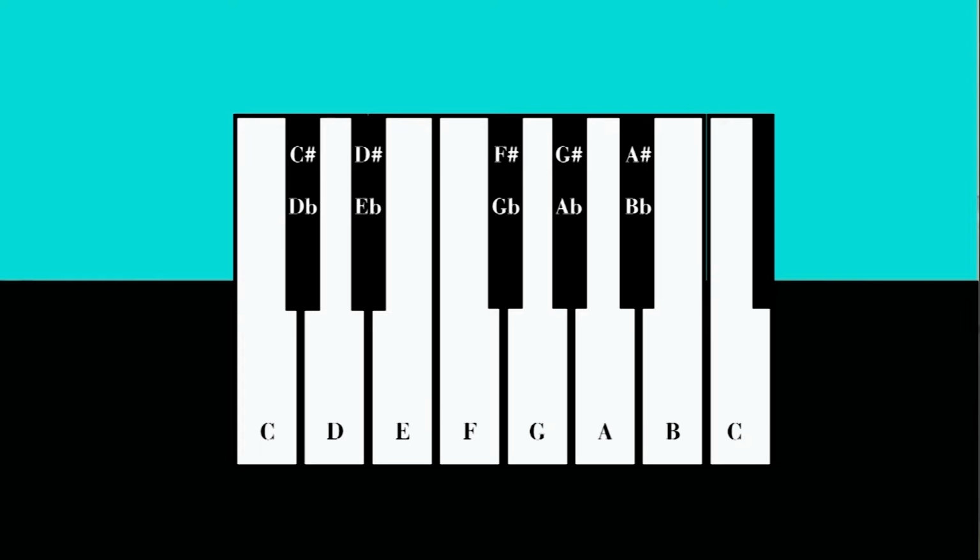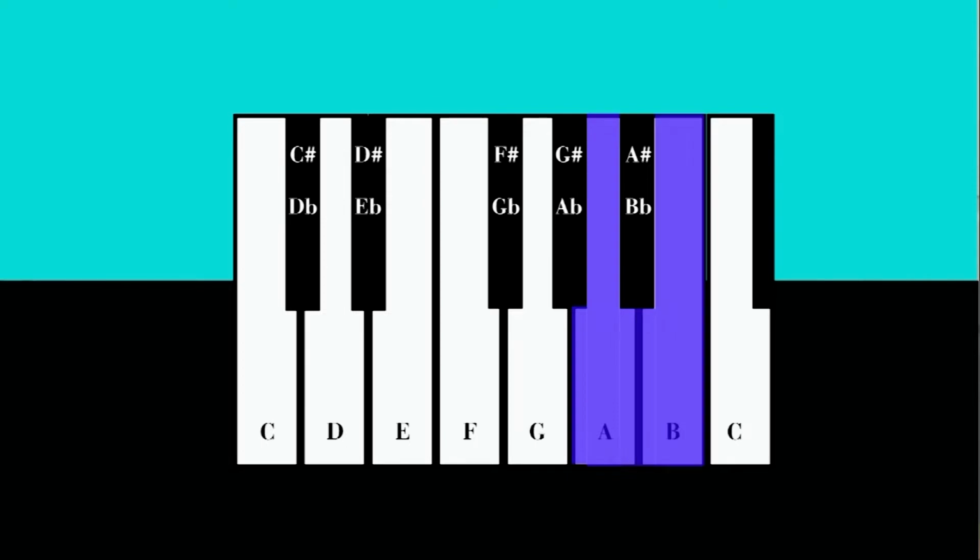Sharp means raised or higher. Flat just means lower. Here we have an A. The next white key is a B. The black key in the middle is A sharp. It is a half step higher than A. In some situations, it can be called B flat because it's a step lower.